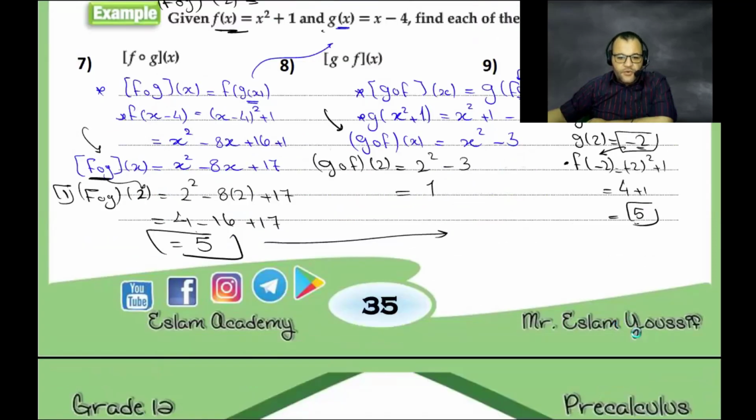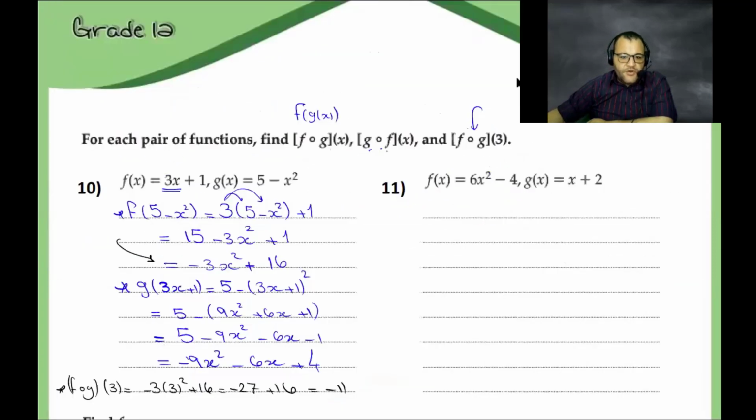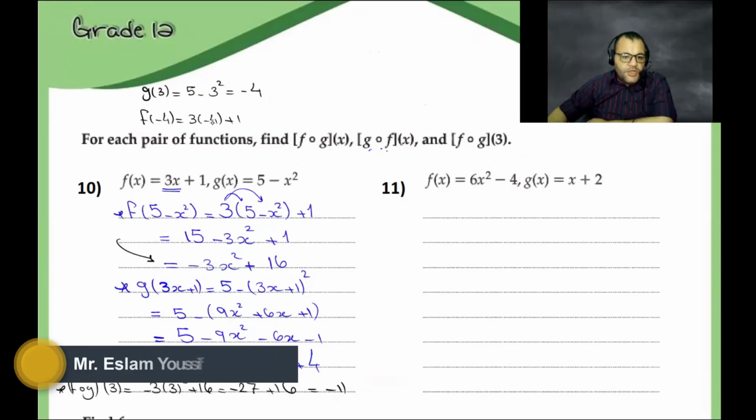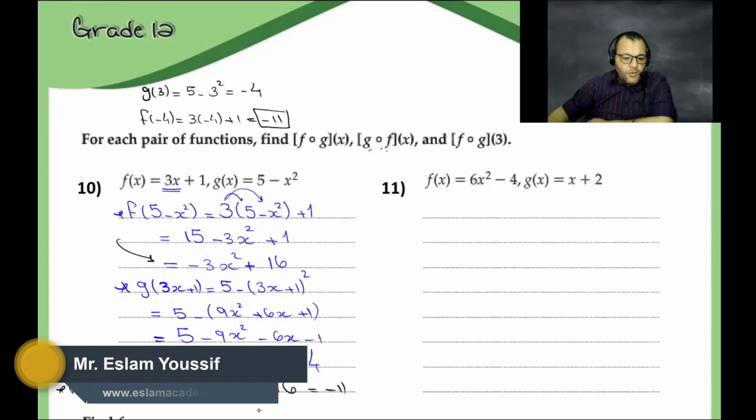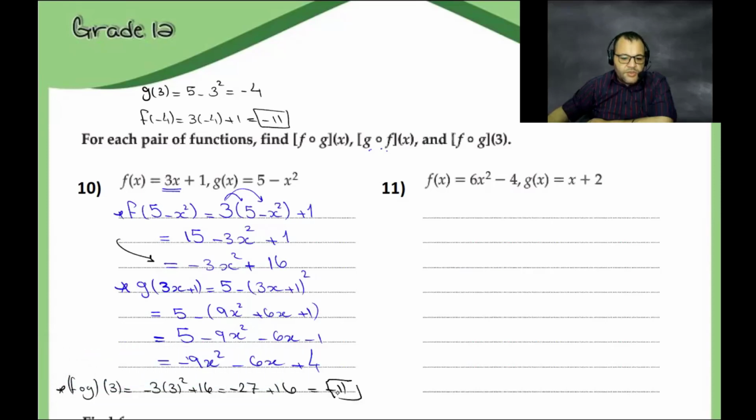Again, for this one, how can we find it? At first, step number 1, I will find g of 3. What is the value of g of 3? g of 3 is 5 minus 3 to the power 2, so the answer will be negative 4. Then step number 2, I will find f of negative 4. So it will be 3 times negative 4 plus 1. 3 times negative 4 is negative 12, plus 1 equals negative 11. So the answer is negative 11. That's the same answer.